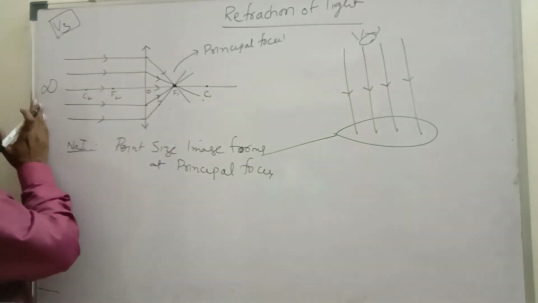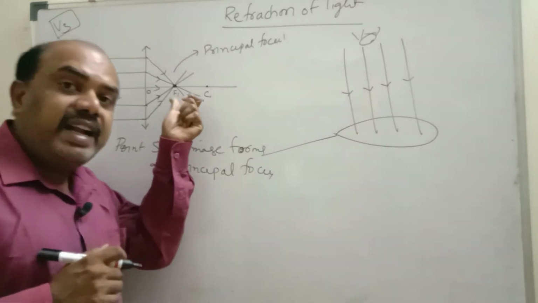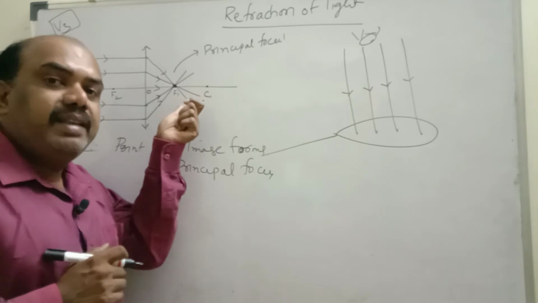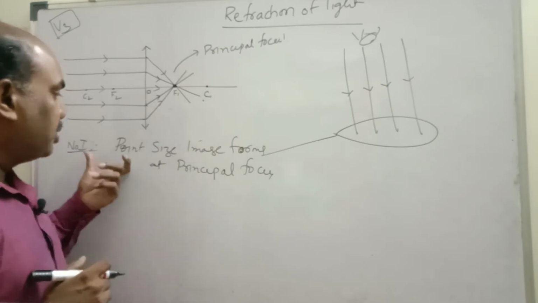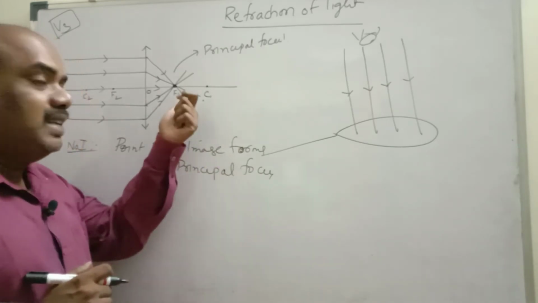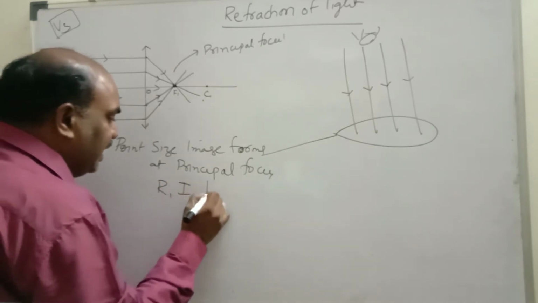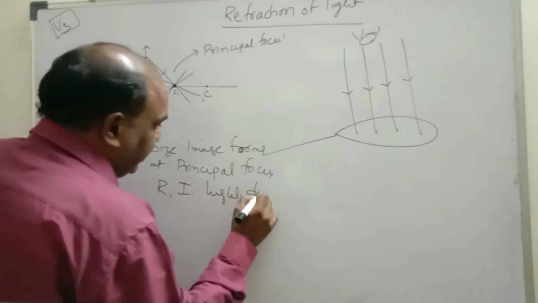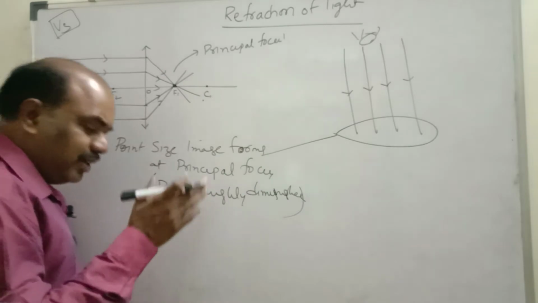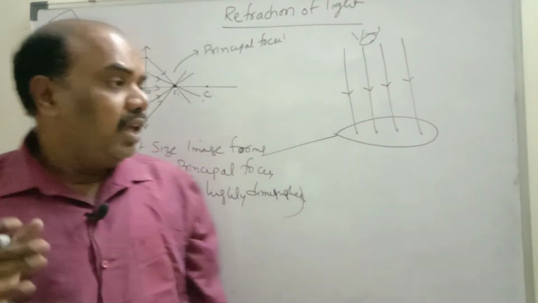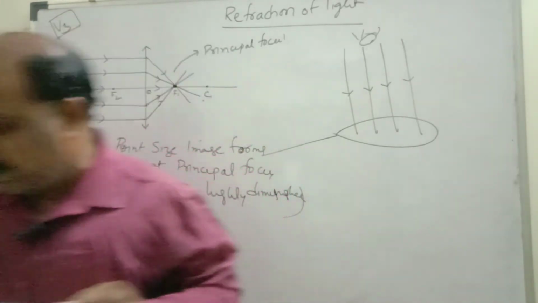If you place an object at infinity, you will get parallel incident rays. All parallel incident rays after refraction converge and meet at what point? Principal focus. Very very important children. So a point size image forms at the principal focus. What is the nature of the image? The nature of the image, you know, is real, inverted and highly diminished. Sir, what is real, inverted, diminished? All we discussed in the first chapter, reflection of light. If you want, once again I will teach you, but not at infinity. One more point we will take, at that time I will tell you.